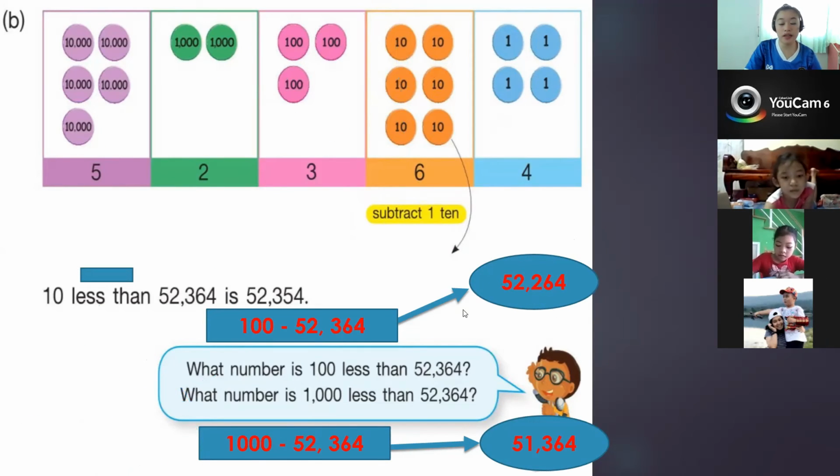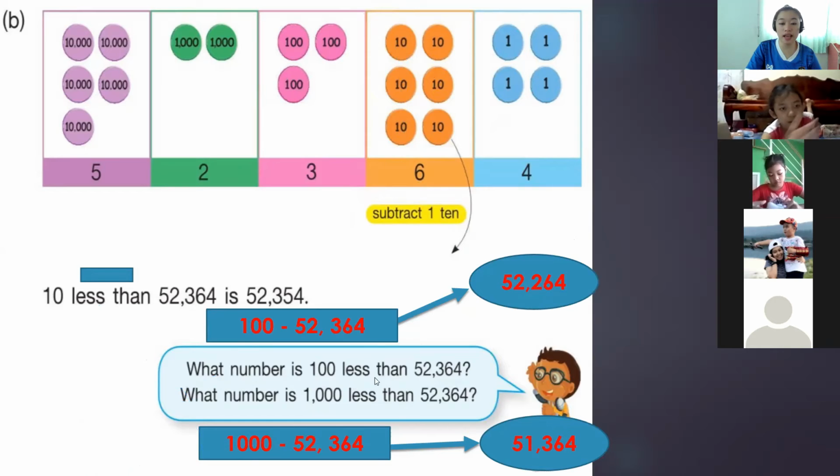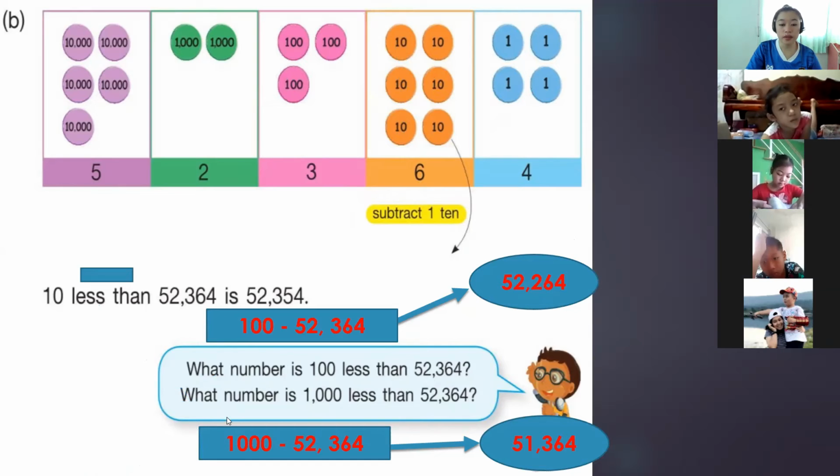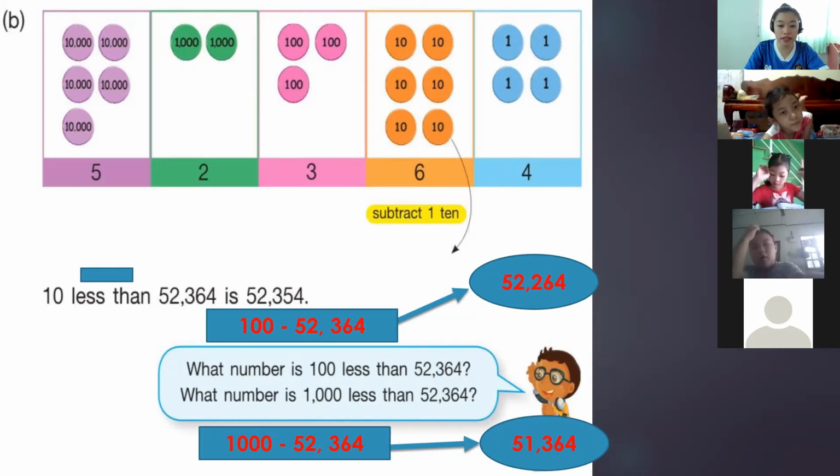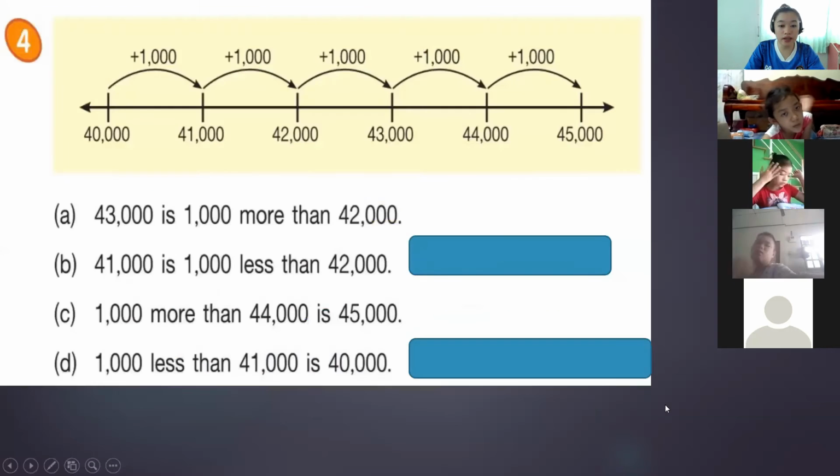Okay, so we have here the statements: 52,264 is 100 less than 52,364. And number 2, 51,364 is 1,000 less than 52,364. Okay, so let's proceed to the next part of our discussion.